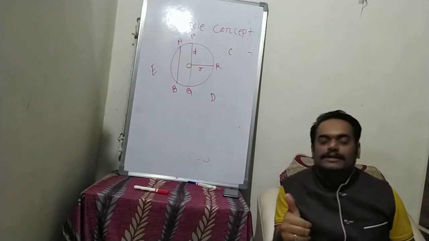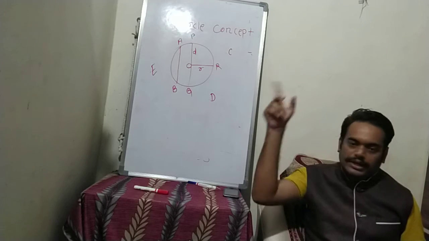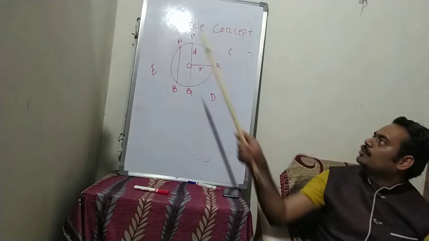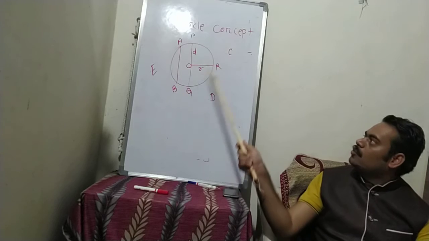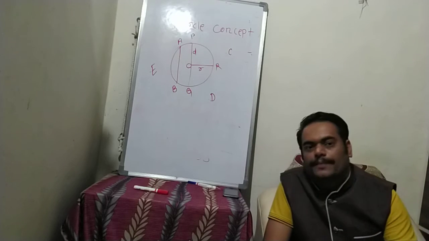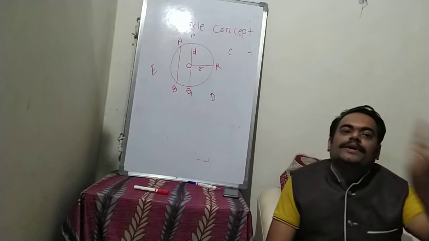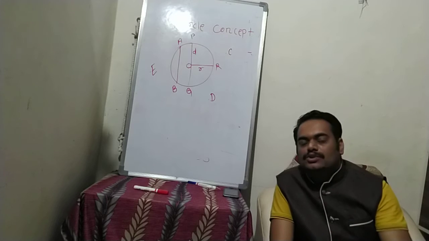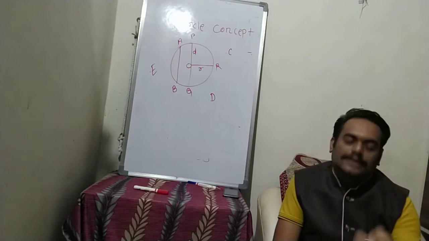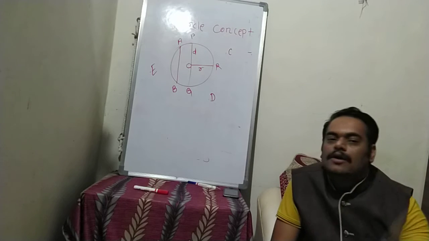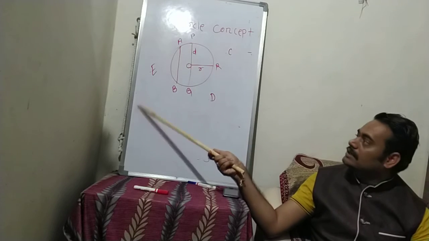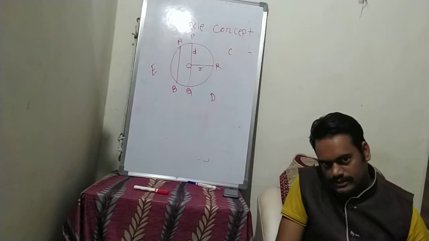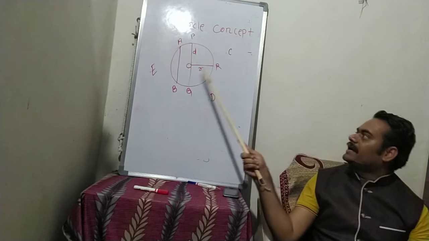That means these points are present outside the circle, and the points which are present on the circumference, that is B, Q, R and A, these are the 4 points which are present on the circumference. So these are known as the points on the circle. So these 3 concepts are the points inside the circle, outside the circle, and on the circle. Now the next concept is the radius.